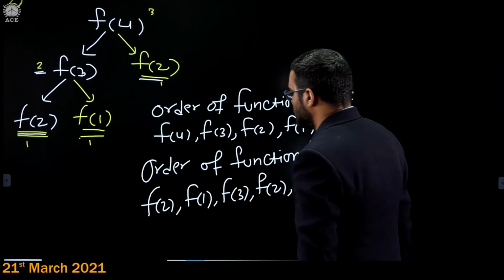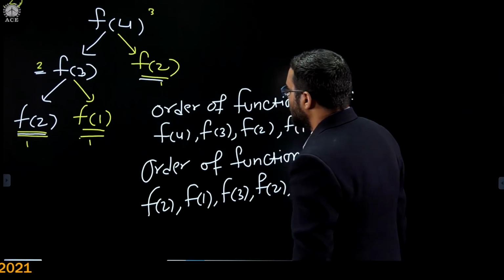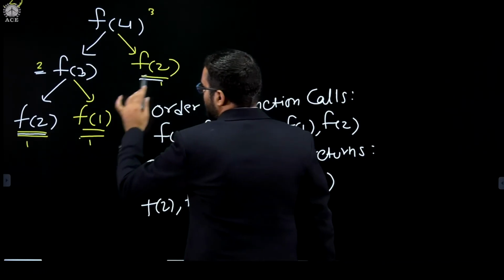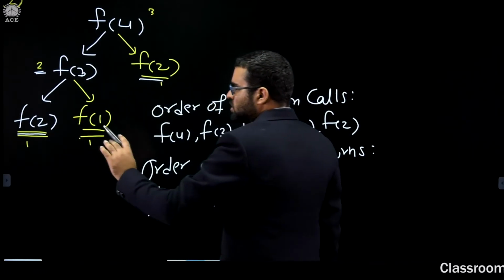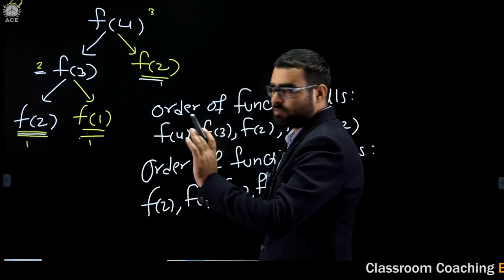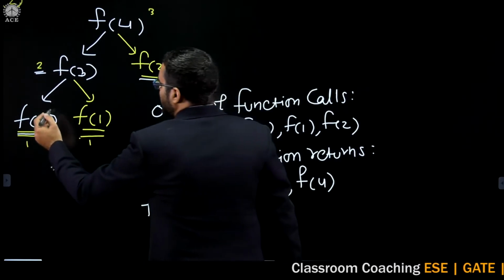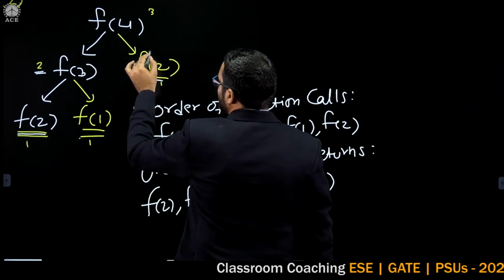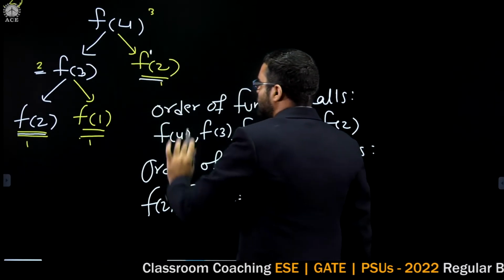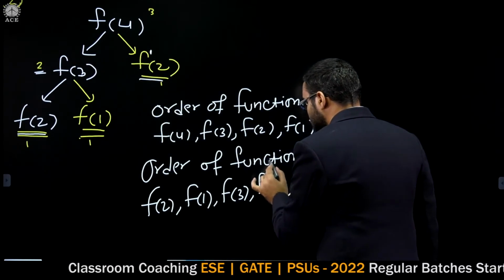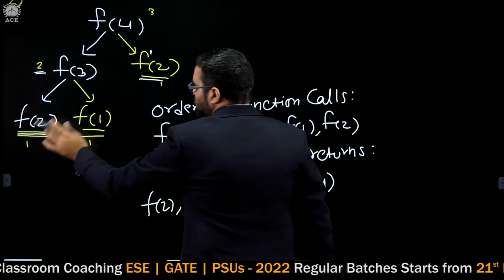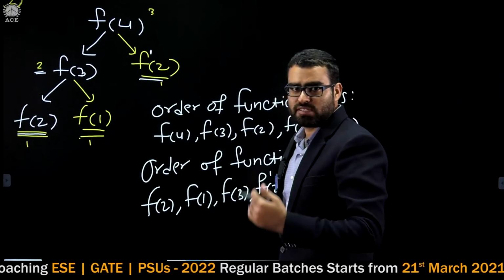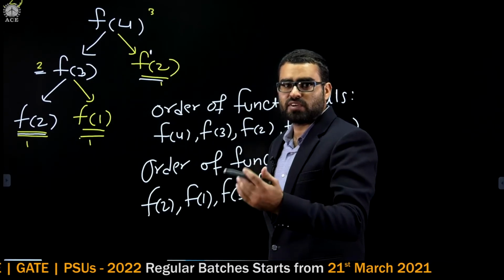Now you can see that this f2 and this f2 are both the same. Just to distinguish between them, you can write this one as f2 dash. No problem. This is just to distinguish that this f2 and this f2 are different function calls.